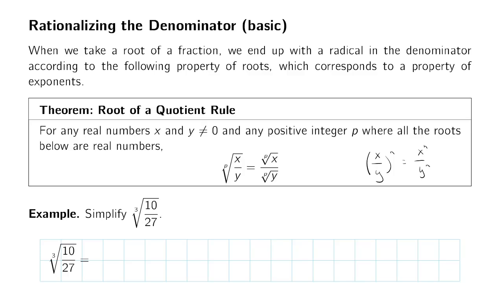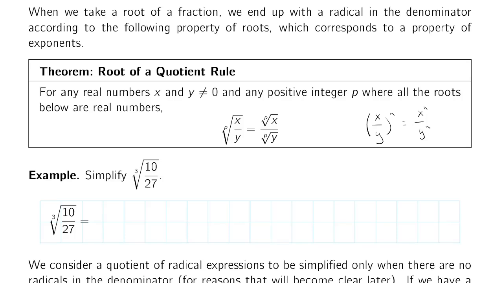So sometimes that's enough to let us simplify our fraction. For example, if we want to simplify the third root of the fraction 10/27ths, we'll have the third root of 10 over the third root of 27, which is the third root of 10 over, we can actually take the third root of 27. That's 3. And notice that at this point we do not have a radical in the denominator.